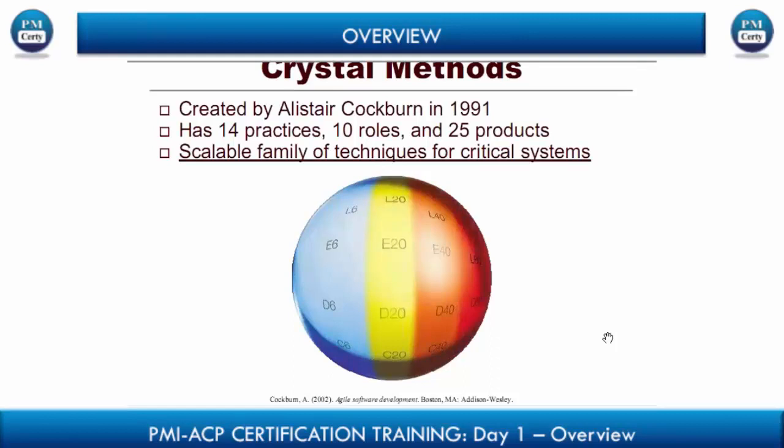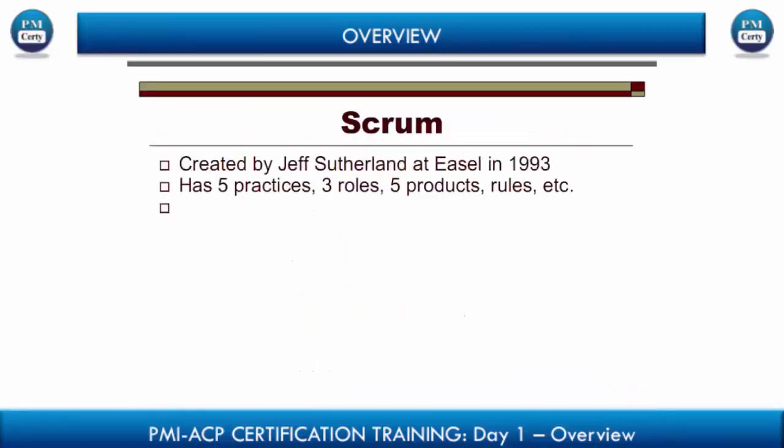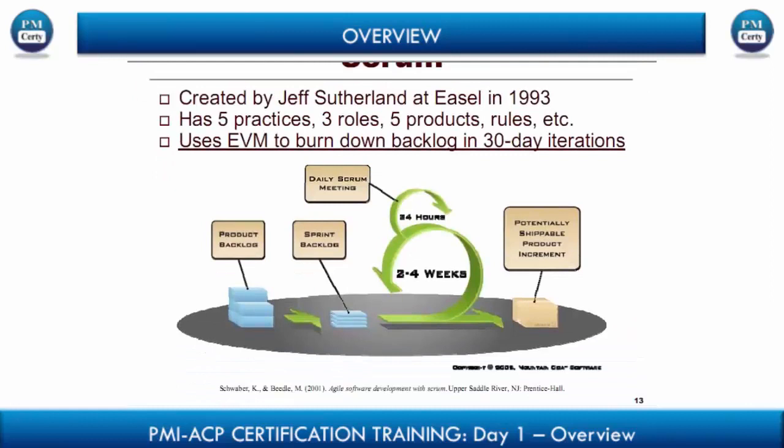So as I said, Crystal Methods out of IBM by Alistair Cockburn, 1991. Don't worry too much about how many roles it has, how many products it has, and practices. Just be aware there is a method called Crystal, and you have flavors of Crystal. So you had Crystal Orange, Crystal Yellow, Crystal Clear, and so on, which is basically the amount of complexity of an Agile project. So don't worry about the roles and practices. You won't get questions around that, but certainly you need to know there was a method around it.